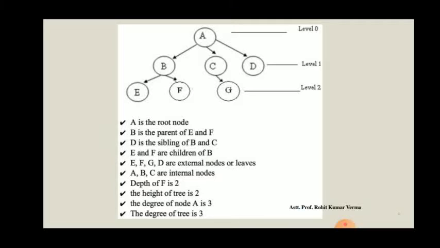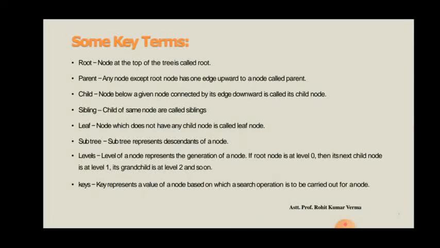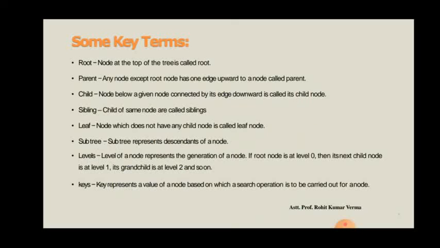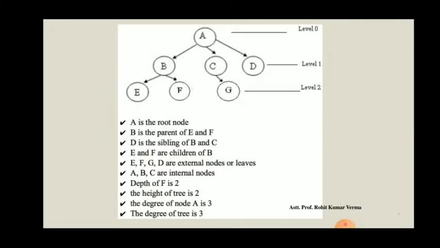Is it clear? Now we are covering our next term, that is sibling. So what is sibling? Children of the same node are called siblings. In this image you can see D is the sibling of B and C. The definition says children of the same node are called siblings. Similarly, D is the sibling of B and C.